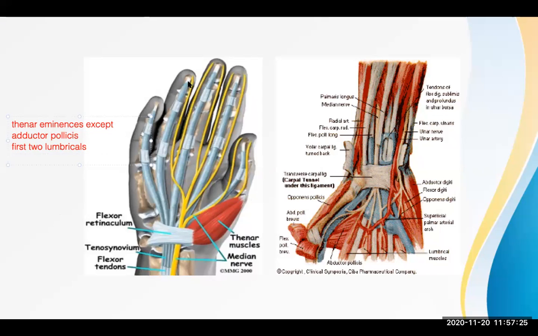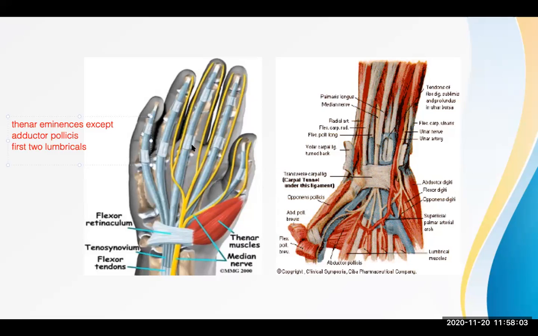When we put our hand in the anatomical position, the radial side of the fourth finger is called the radial side, and this is called the ulnar side. The radial side of the fourth finger, along with all other three fingers, this is the middle finger, this is the index finger, and this is the thumb.